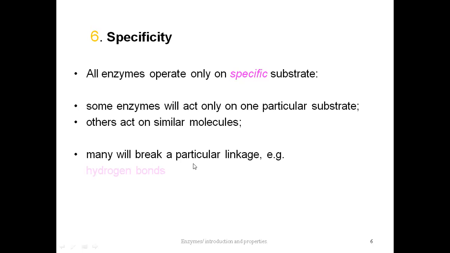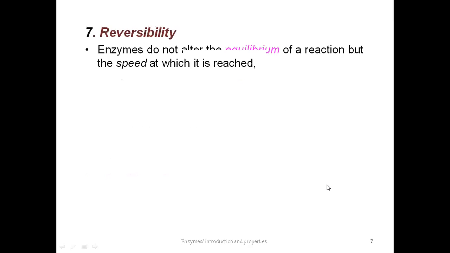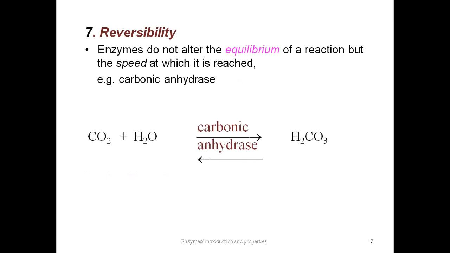Many will break a particular linkage, for example, hydrogen bonds. Enzymes break down particular linkages. For example, when starch has to be digested, the glycosidic linkage in the starch is going to be broken down. When protein has to be digested, the peptide linkage is going to be broken down. When lipids have to be digested, the ester linkage is going to be broken down. So this is how enzymes break down the components. Enzymes do not alter the equilibrium of a reaction, but the speed at which it is reached is increased.